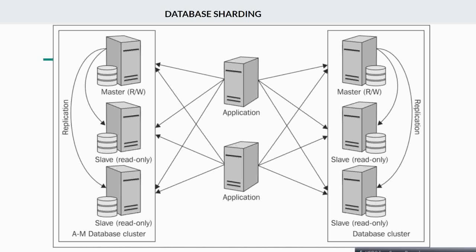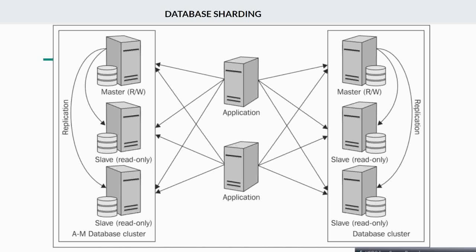So let's see an example over here. Here if you see, the same data, let's say based on the last name, the last names starting with A to M go to one database, and the last names after M till Z go to another database. Both have master slave. You can have a single one, even if you don't want to have master slave, that's okay.